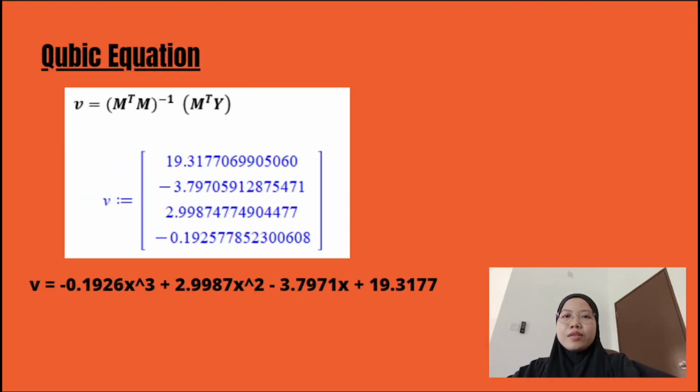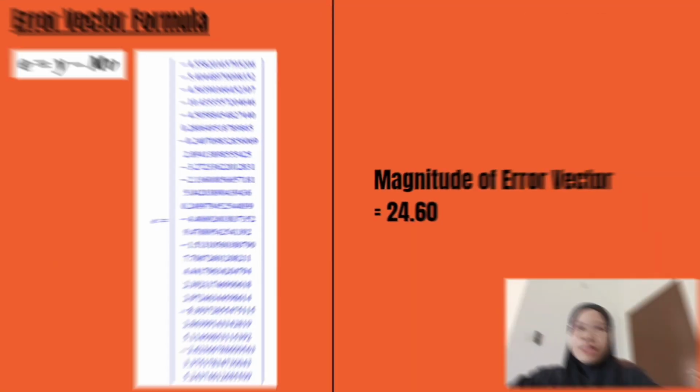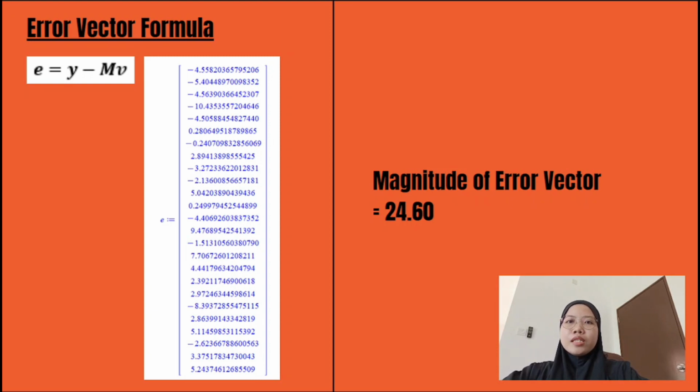From the previous calculation, we can get the least square solution by using v equal to M transpose M inverse multiplied with M transpose y. So the answer will be the values of a, b, c, and d. The best fit cubic curve is y equal to negative 0.1926x cubed plus 2.9987x squared minus 3.7971x plus 19.3177.